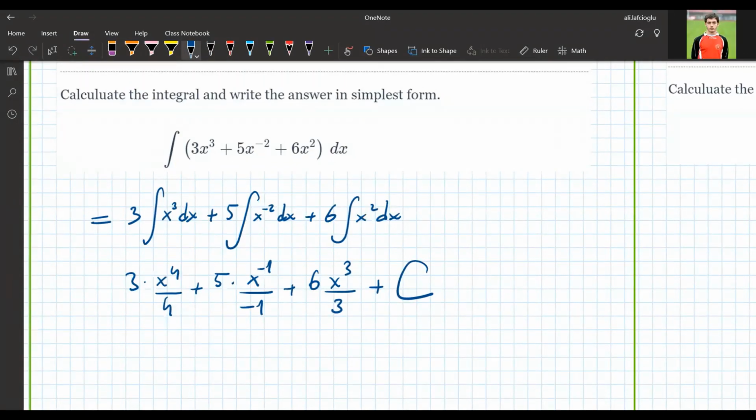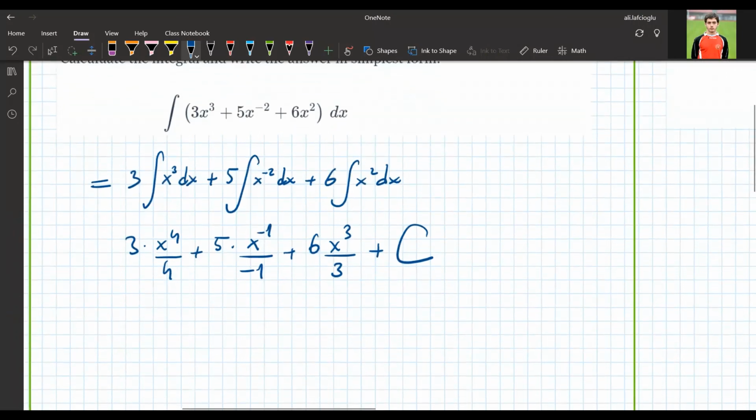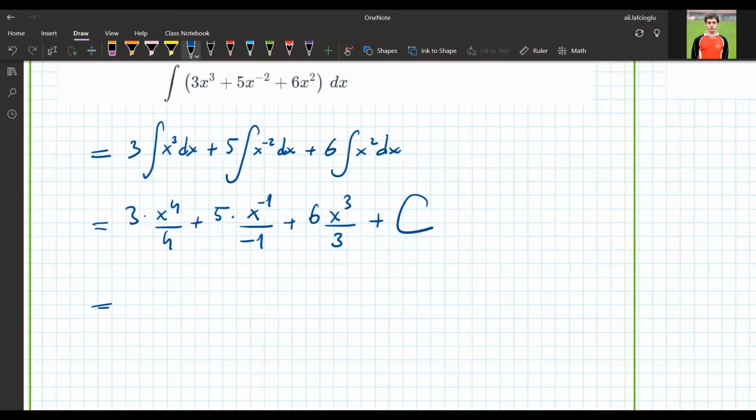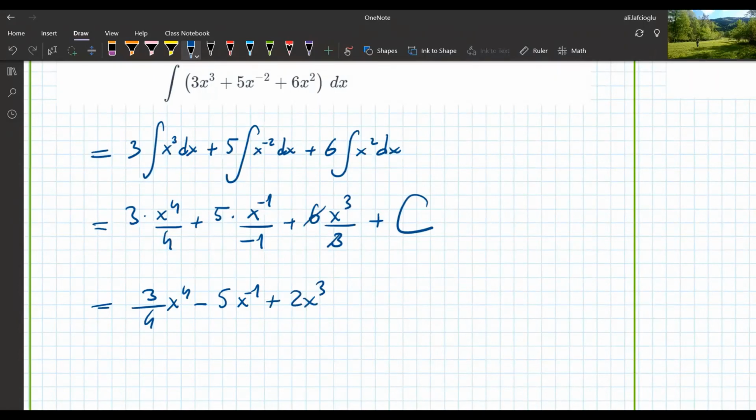This is the integral. If you could simplify, let me simplify this. 3 over 4 x to power 4 minus 5 x to power negative 1 plus 2 x cubed plus c. This is the integral.